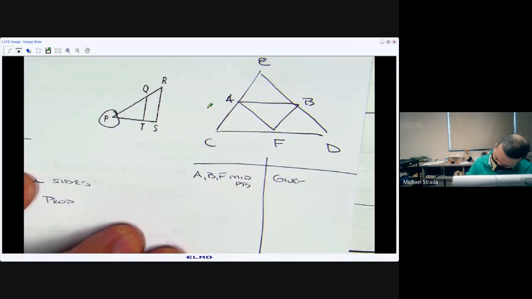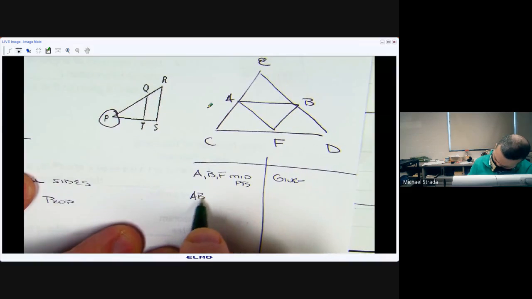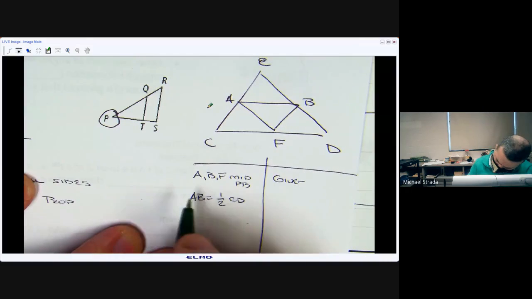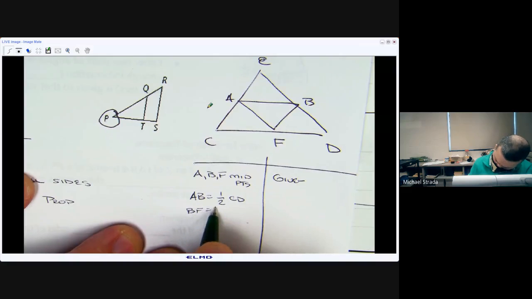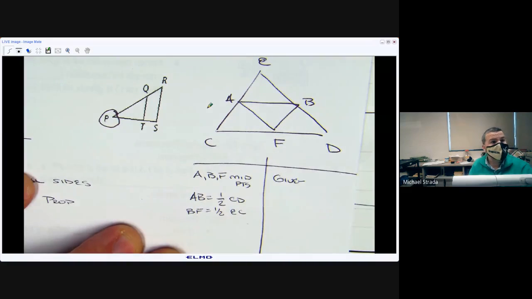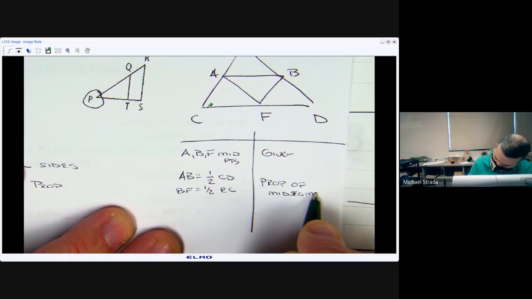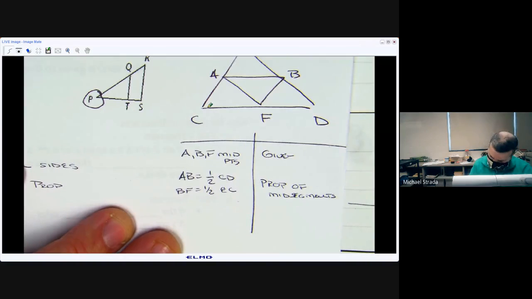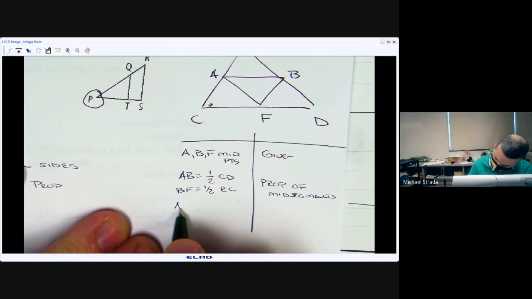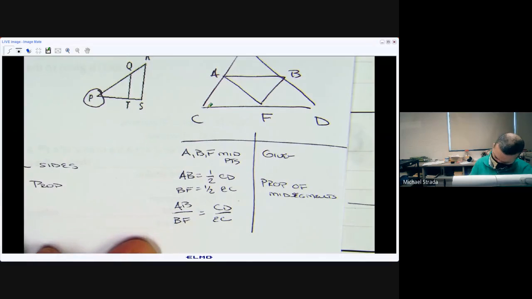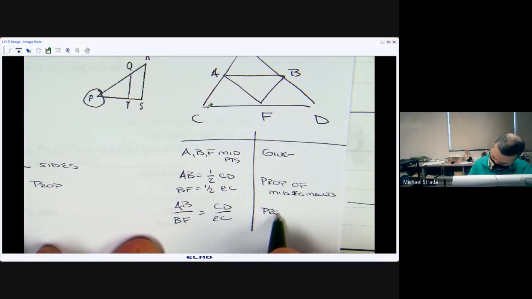You would then say AB is what fraction of CD? 1/2. BF equals 1/2 of EC. Properties of mid-segments. This is the only time it won't be given to you as a fraction, you know what I'm saying? So oftentimes they'll give it to you as a fraction. Properties of mid-segments. And then you would write AB over BF equals CD over EC. And again, proportional sides as well.